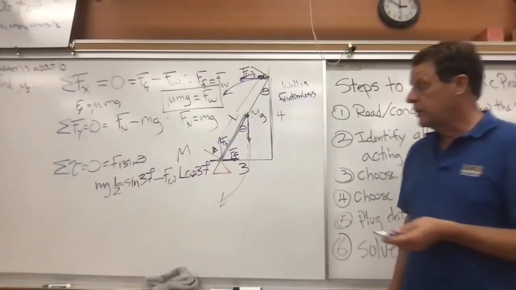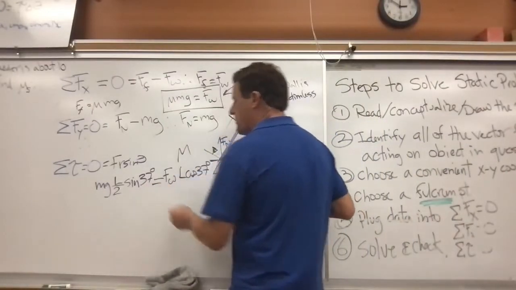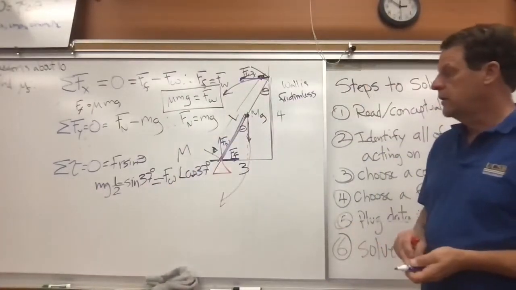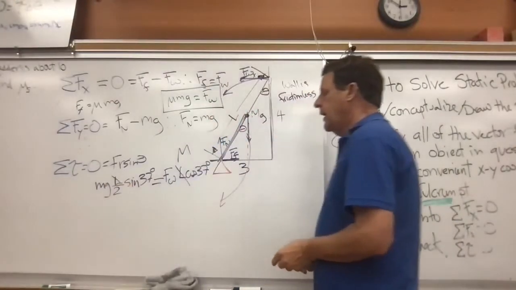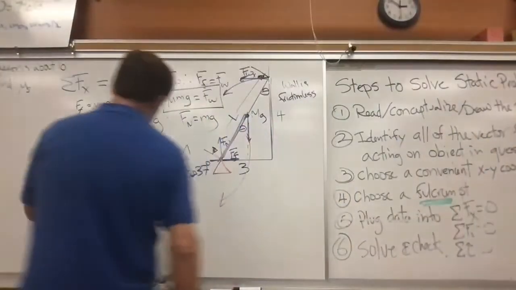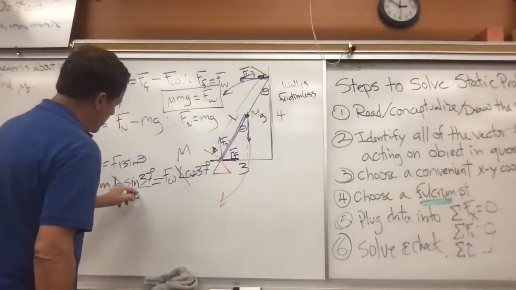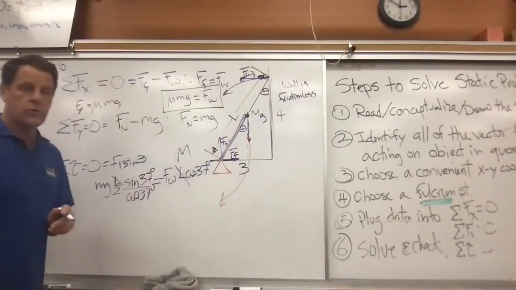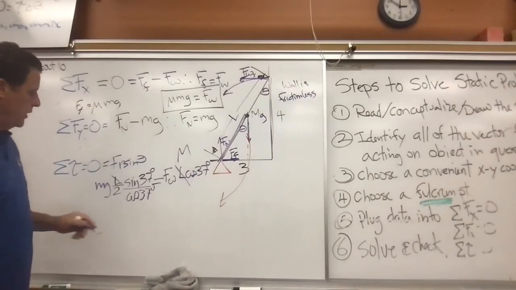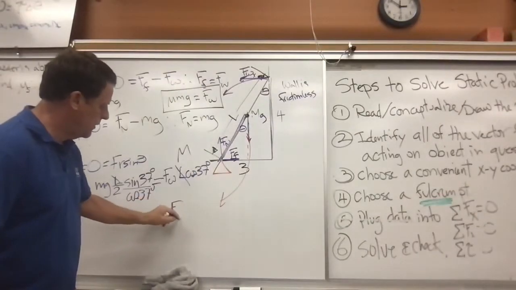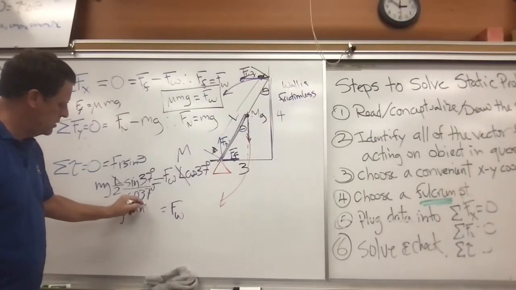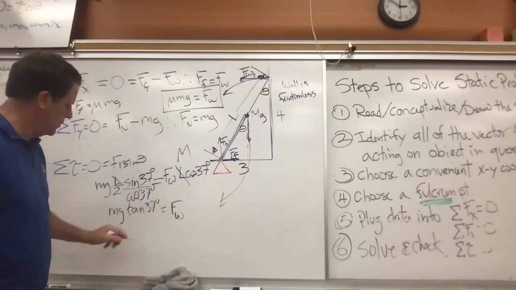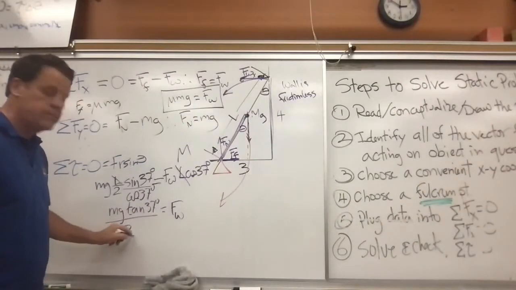Now, because it's all equal to 0, we can set them equal to 0 here, and we can see that the L will cancel out, and we're going to divide by the cosine of 37 degrees, and we can say that the force of the wall is equal to mg tangent of 37 degrees divided by 2.